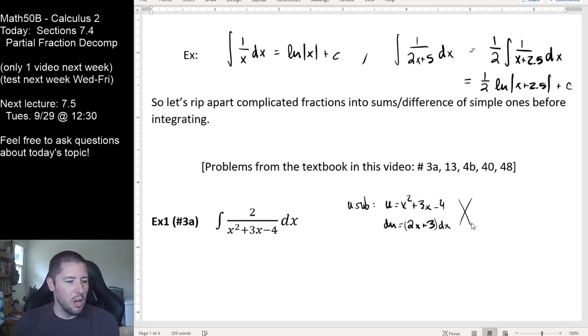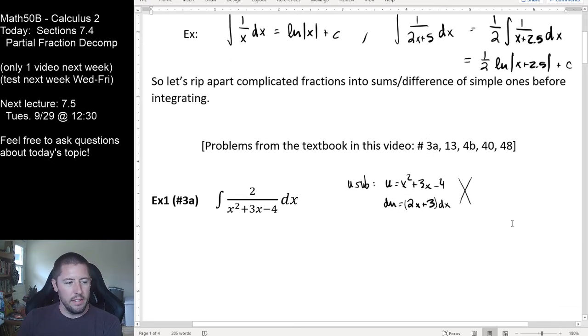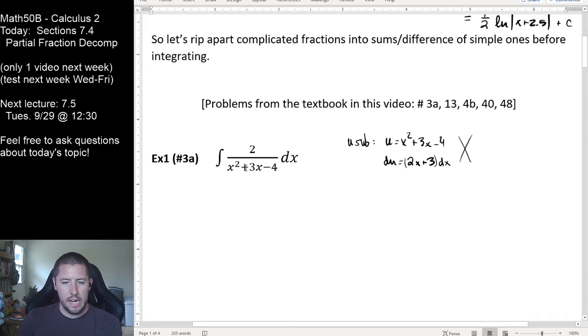So the point is, this doesn't seem too crazy to me, but it doesn't seem like we can do it directly, and it doesn't seem like we can use any of our simple techniques. This doesn't look like it matches any of the structures that we saw for our trig substitutions, and it doesn't already have trig stuff in it.